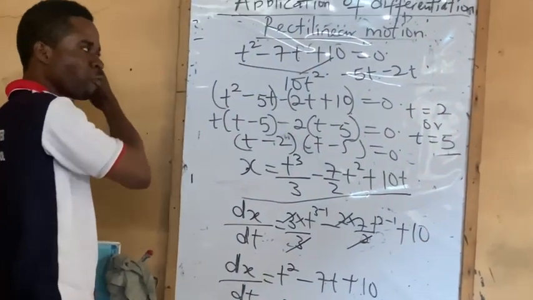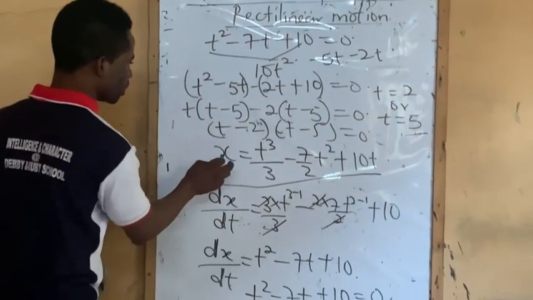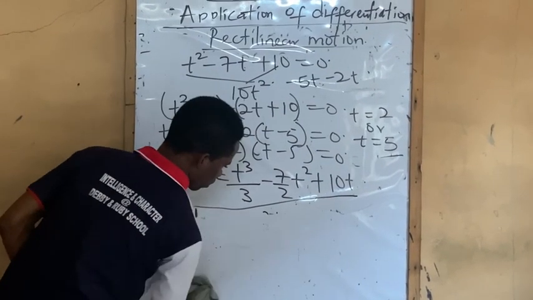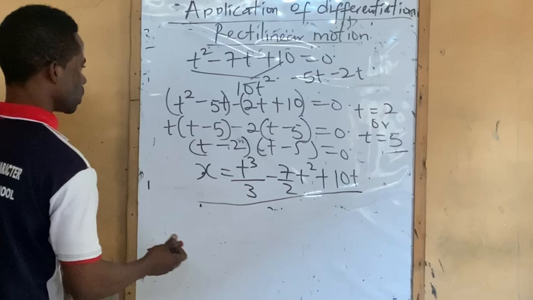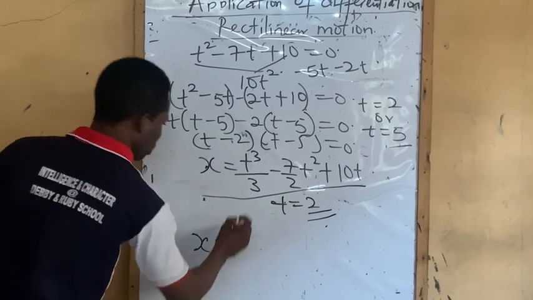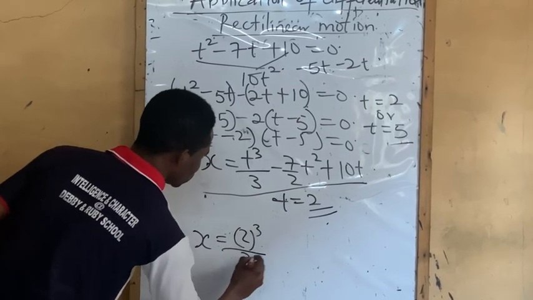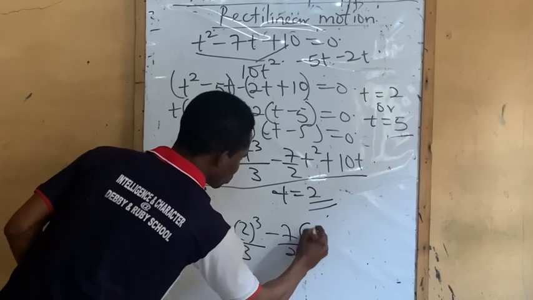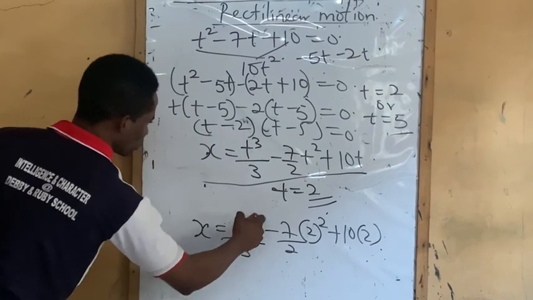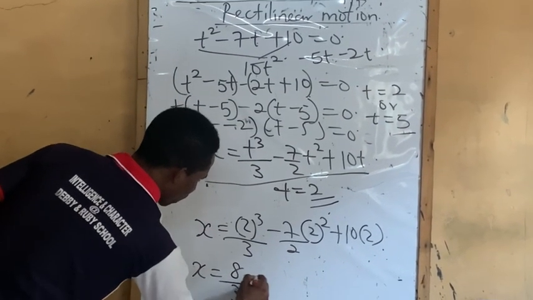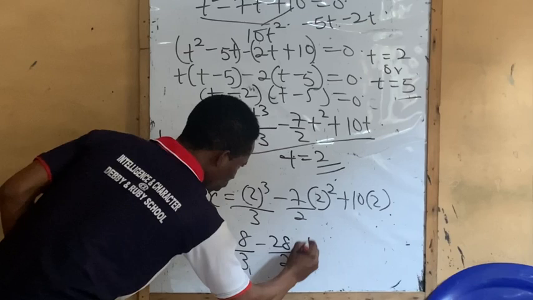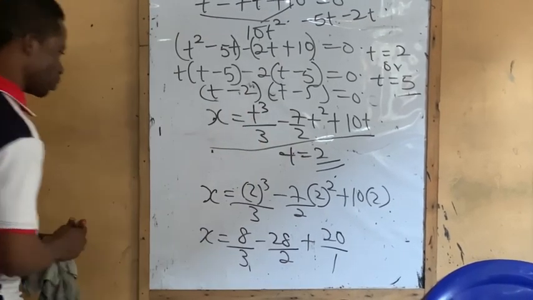And do not forget, they say how far. We are looking for distance, and we are going to substitute. So when t equals 2, we want to get our distance. That means x equals 2 to the power 3 all over 3 minus 7 all over 2 times 2 squared plus 10 times 2. That means x equals 2 cubed, that is 8 all over 3, minus 2 squared, that is 4, 4 times 7, that is 28 all over 2, plus 10 times 2, that is 20 all over 1.